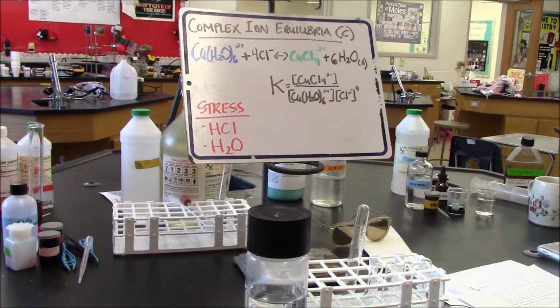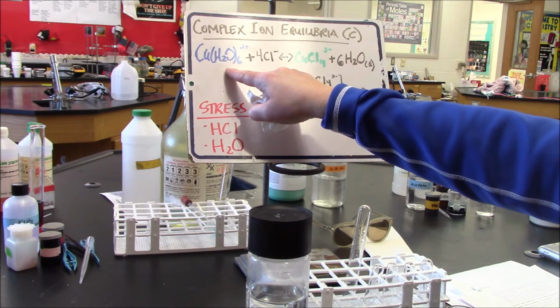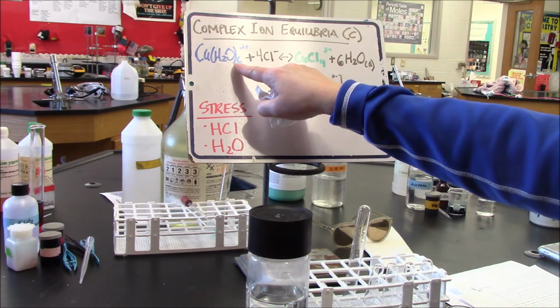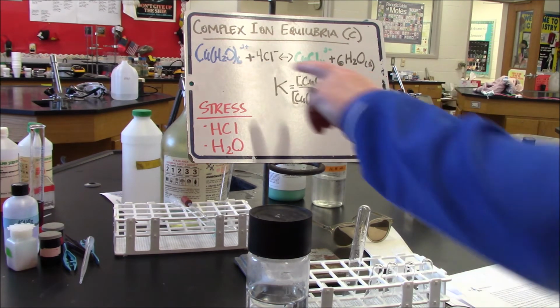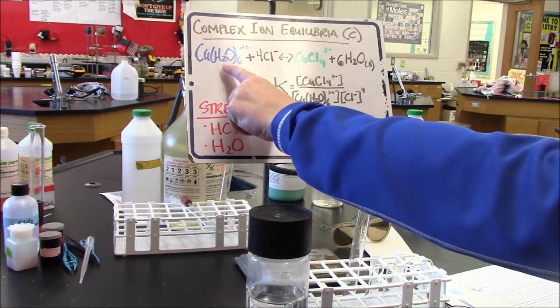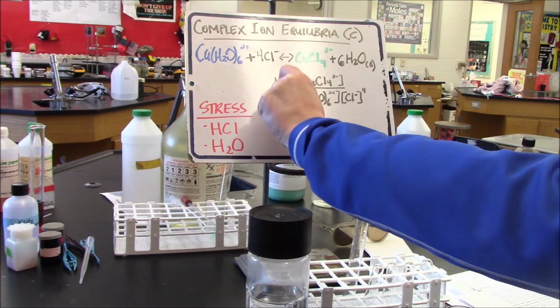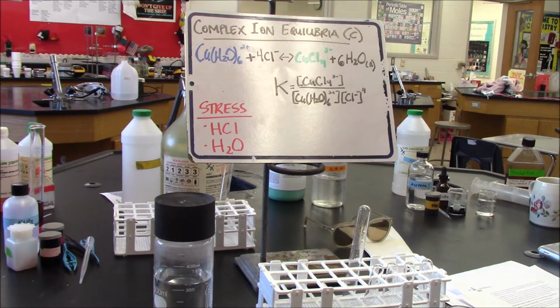In the next complex ion equilibria, I form the complex ion between copper 2 plus and water. When I take the solid copper 2 chloride and I dissolve it in water, what I get is an equilibrium system. Okay? I have the formation of this complex ion here. What I'm going to be looking at today is this system. I will start with the solution here of this complex ion and aqueous chloride ions. And to this system, I'm going to add stresses.